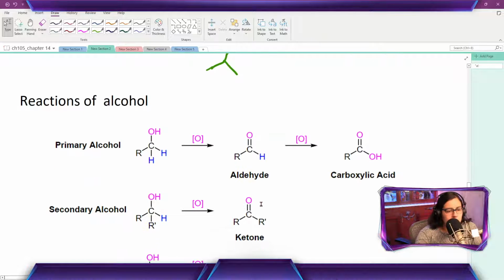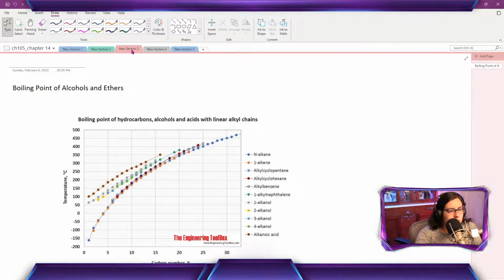So let's skip over this reaction for now. I just want to talk about other properties. Alcohols are considered very polar.